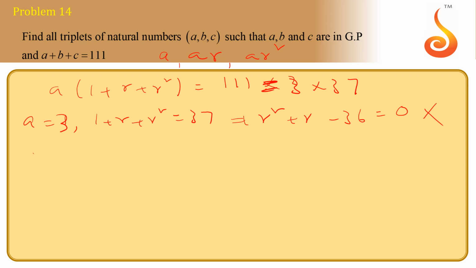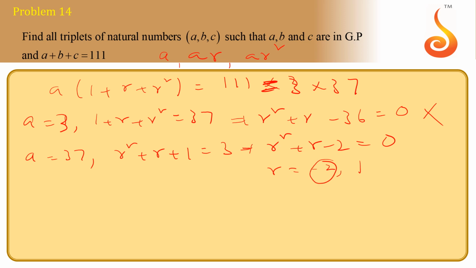Then what is the other case? A equal to 37. Then R square plus R plus 1 equal to 3, which is R square plus R minus 2 equal to 0. So what will be the R values from this? R equals, factorize, minus 2 or 1. Minus 2 is not possible, 1 is possible. So in that case, find the values. I think 37, 37, 37.